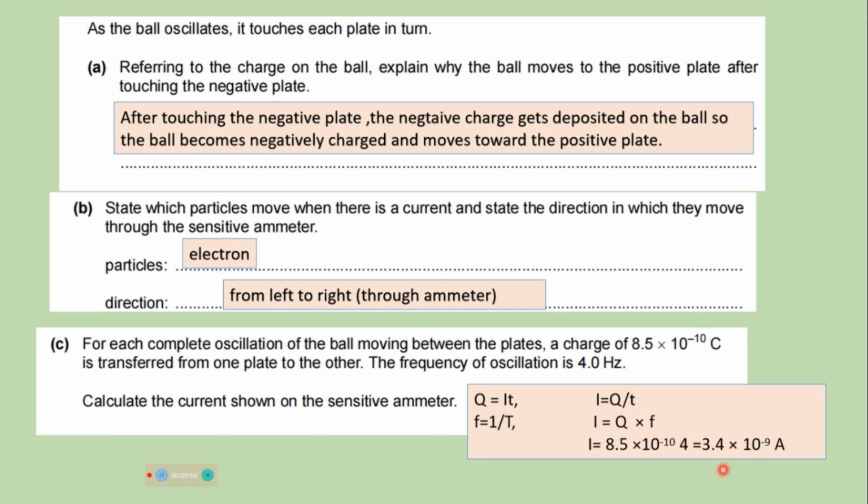Put all the values you have. For Q you have 8.5 × 10^-10. For frequency you have 4. Calculate I, it is 3.4 × 10^-9 ampere.